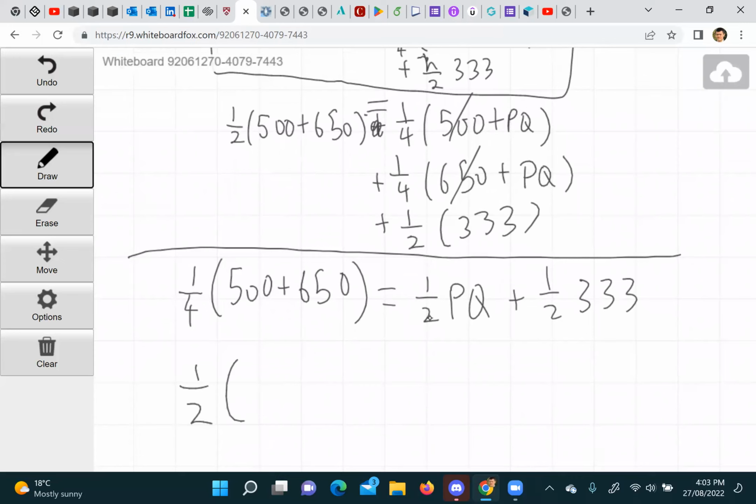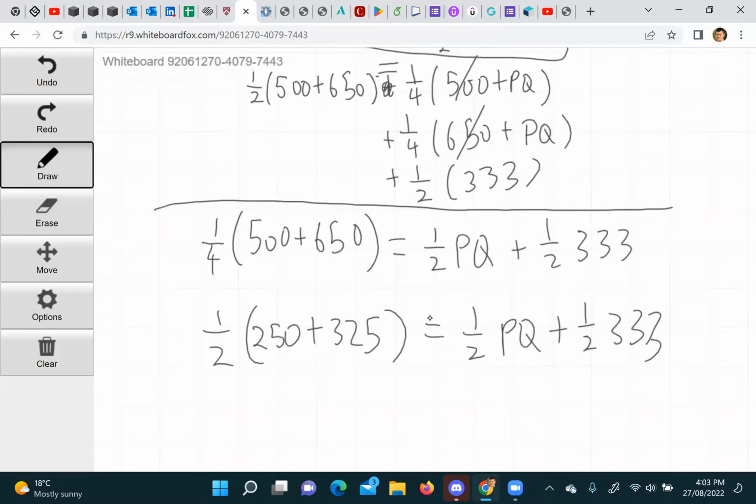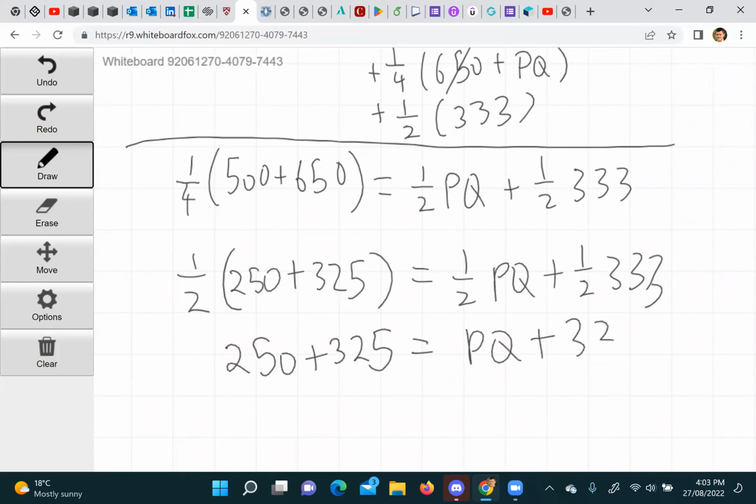I don't know what I'm doing. Half 250 plus 325 equals half PQ plus half 333. Okay, let's check back when we all have the answer, okay? I think it's working out. 250 plus 325 equals PQ plus 333. Therefore, PQ equals, let's see, we'll just get 242.